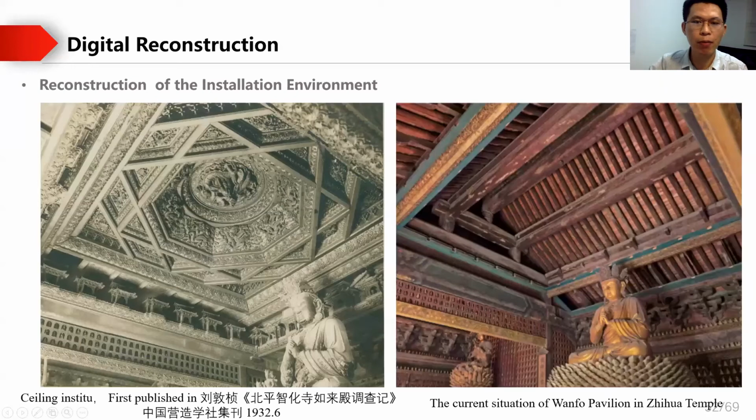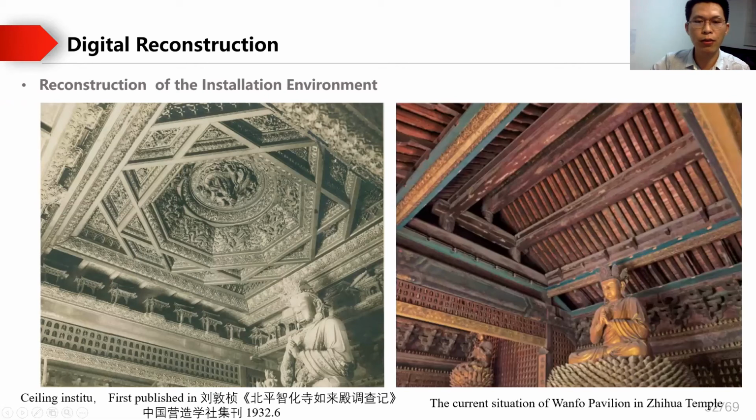Let's get to the second part of this section, reconstruction of the installation environment. The left picture records the complete view of the Wanfo pavilion before the ceiling was removed, which is an important reference for us to rebuild the installation environment for the Wanfo pavilion. It can be seen from the figure that the main part of the ceiling, the small pavilion, the painting board, and the cloud decorated beams were all integrated together well.